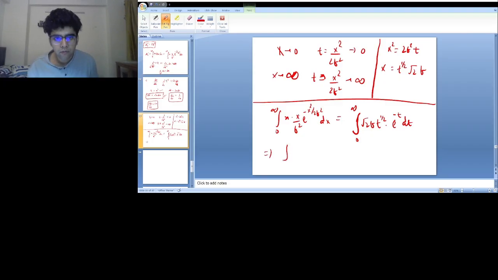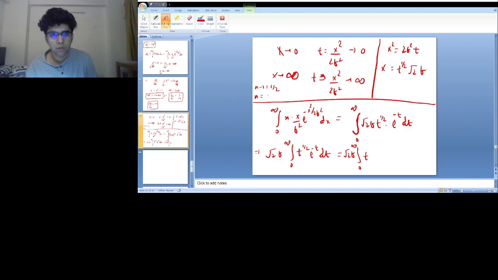So I'll be left with the integral from 0 to infinity, root 2b comes out, and I'm left with the integral from 0 to infinity of t to the power half e to the power minus t dt. So this is root 2b times the integral. I can write this t to the power half as t to the power n minus 1, so n minus 1 is equal to half, so n becomes 3 by 2.